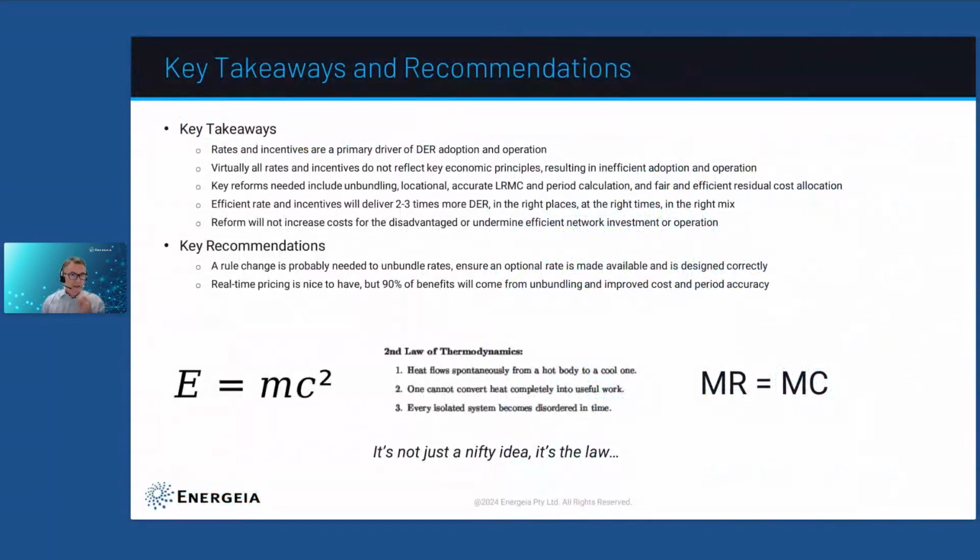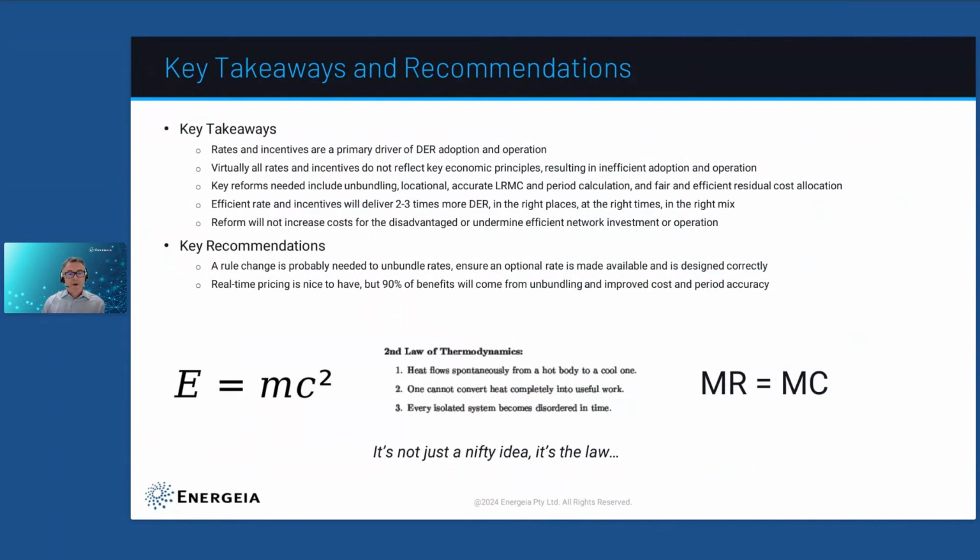All right, so key takeaways and recommendations. Rates and incentives are the primary driver of DER adoption and operation. Virtually all rates and incentives do not reflect key economic principles at the moment, resulting in inefficient adoption and operation. Key reforms needed include unbundling, locationally accurate long-run marginal cost and period calculation, and a fair and efficient residual cost allocation.